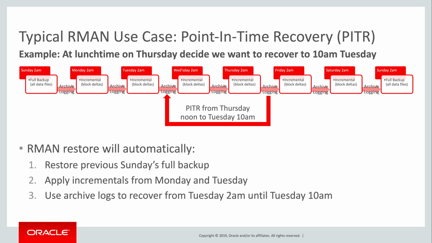This slide illustrates a point-in-time recovery. In this example, we're using a typical backup strategy involving weekly full backups and daily incrementals. Let's say that at lunchtime on Thursday, we decide to recover to 10 a.m. on Tuesday. That's what you tell RMAN to do. What RMAN does behind the scenes is to restore previous Sunday's full backup, apply incrementals from Monday and Tuesday, and use archive logs to recover from Tuesday at 2 a.m. until Tuesday at 10 a.m.